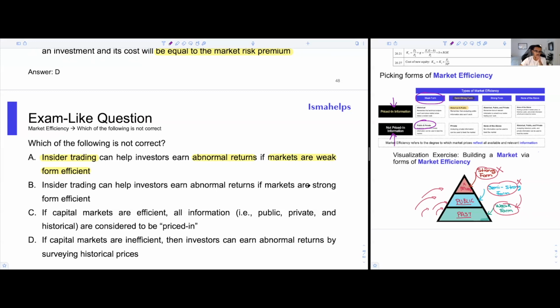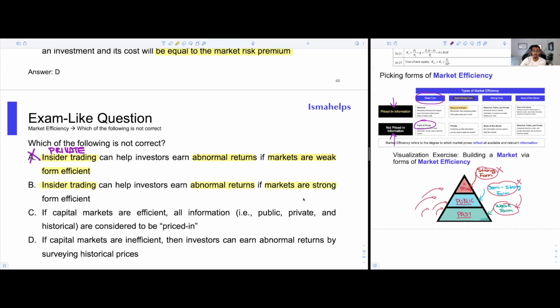In this case, insider trading is the use of private information, and under weak form market efficiency, it's not okay legally, but it's something that could happen. It's something that can be done. So A is definitely true, and for that reason, A is not what we're looking for. Now, if we go to B, insider trading can help investors earn abnormal returns, so we're still dealing with the same thing here, abnormal returns, if markets are strong form efficient.